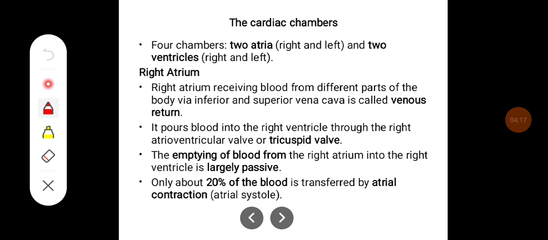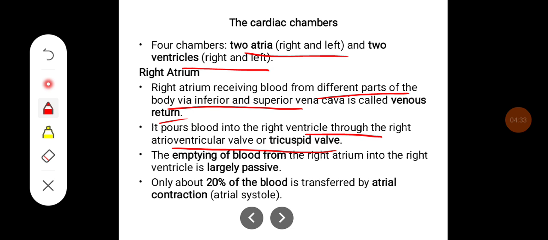The cardiac chambers. There are 4 chambers, 2 atria and 2 ventricles, as I told. Right atrium receives blood from different parts of the body via inferior and superior vena cava, called venous return. It pours the blood into the right ventricle through the right atrioventricular valve or tricuspid valve. Emptying of the blood from right atrium into the right ventricle is largely passive. Only about 20% of the blood is transferred by atrial contraction during atrial systole.